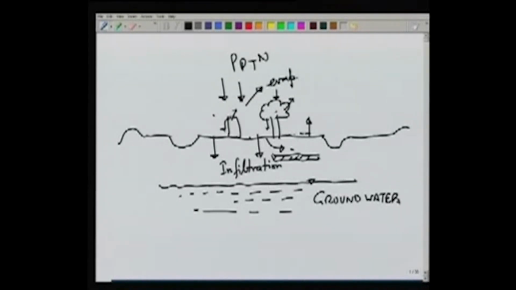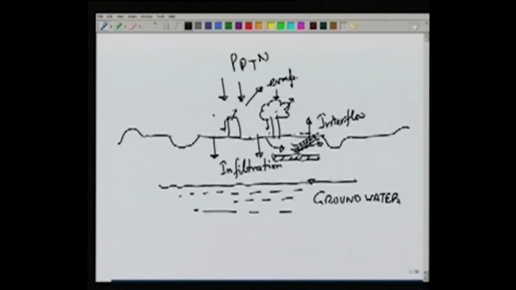Some part of infiltration, if the soil is pervious and there is an impermeable layer, will go to the stream or will appear on the surface if the impermeable layer intersects the surface. This part is known as interflow. So this is the part which infiltrates and then comes back again on the surface or in the stream. So this interflow is also an important component.